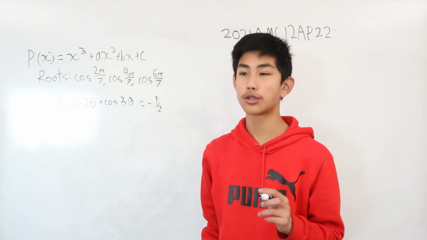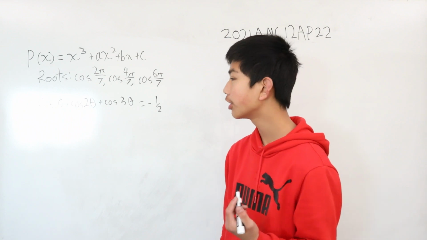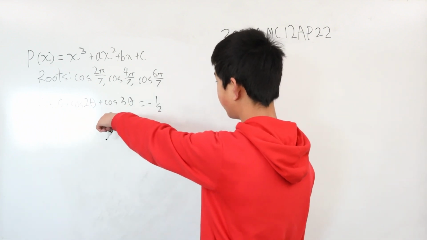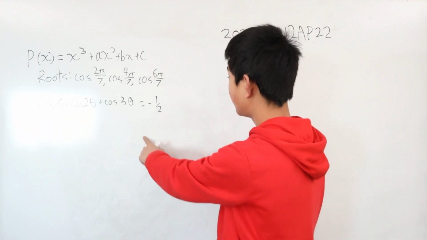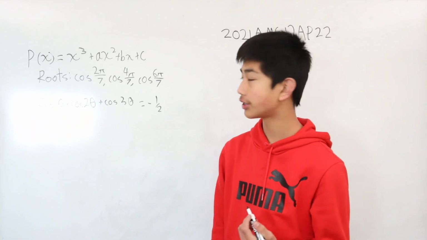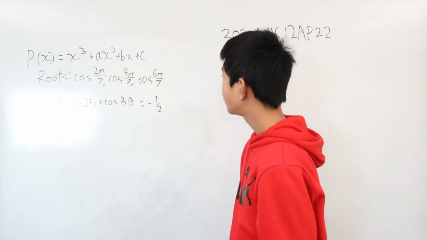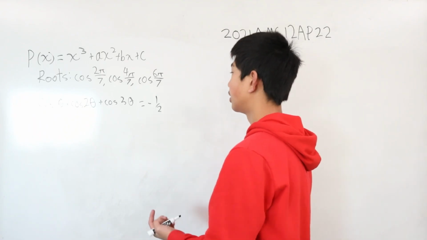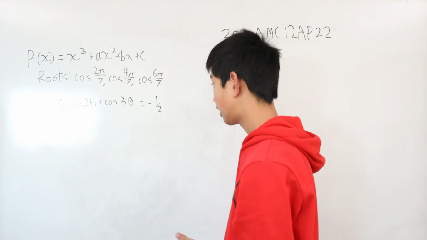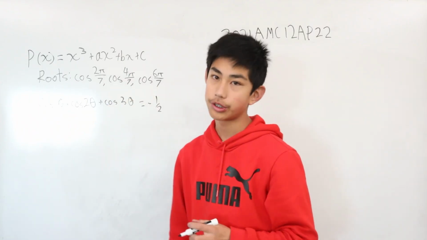For this problem, we will be using the trigonometric identity that cosine of theta plus cosine of 2 theta plus cosine 3 theta is negative 1/2. We want to use this because we see a recurring sequence between these angle measures, because they are in proportion to this identity, which is why we chose to use it.